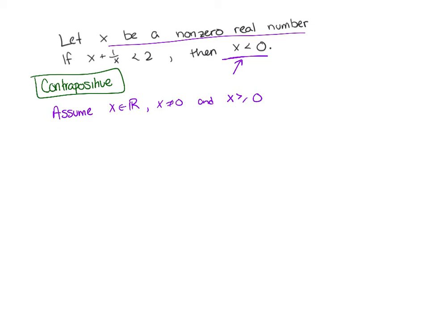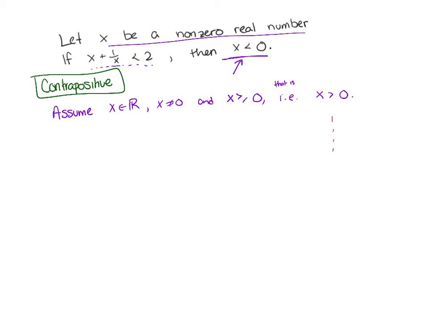Maybe I'll put that in there as an IE. I like to use that Latin IE. That means, like, I think of it as "that is": x is strictly greater than 0. Okay, so I'm assuming my not Q. And now I need to deduce that x plus 1 over x is less than 2.